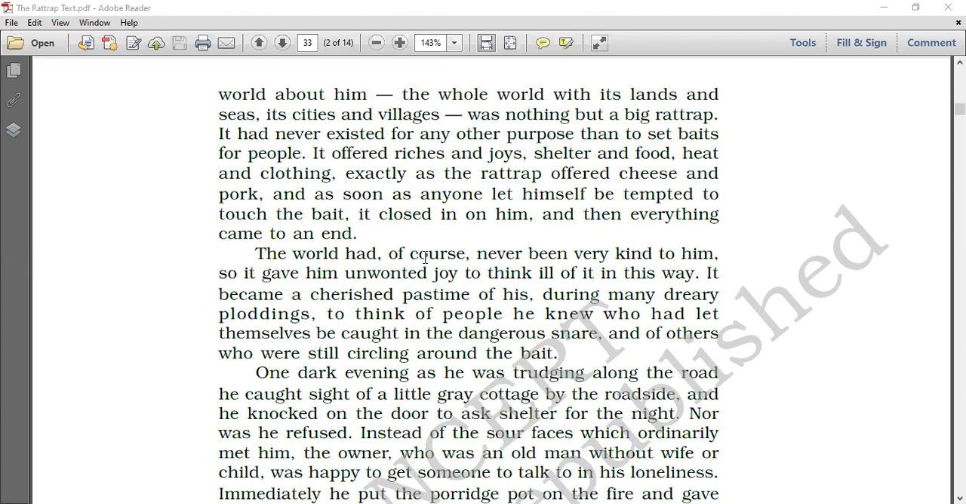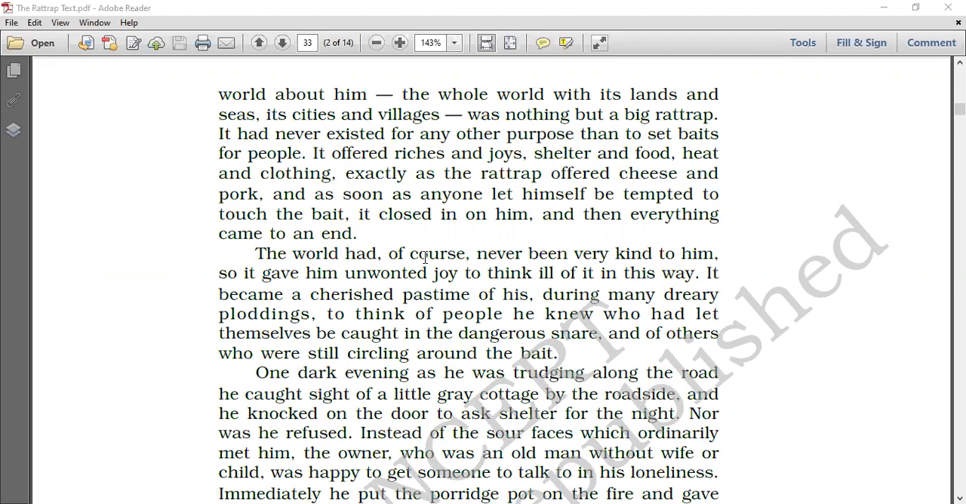You understand that? Here we have the connectivity with the rat trap and of course the world. Since he was a rat trap seller and he prepared them himself, that means he made them himself at odd moments from the material he got by begging in the stores or at the big farms. So he prepared himself. The whole world, with its lands and seas, its cities and villages, was nothing but a big rat trap. It had never existed for any other purpose than to set baits for people.